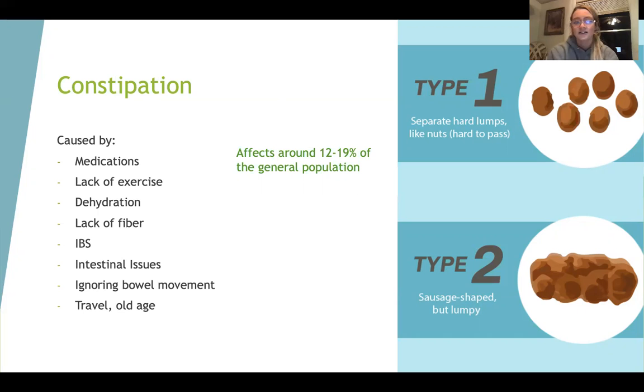Medications can cause it, lack of exercise, dehydration, lack of fiber, issues if you already have something such as IBS, and ignoring your bowel movements. Traveling can cause constipation as well, and old age. Older people, some of them drink prune juice as a laxative, and when people travel, they can sometimes become constipated.